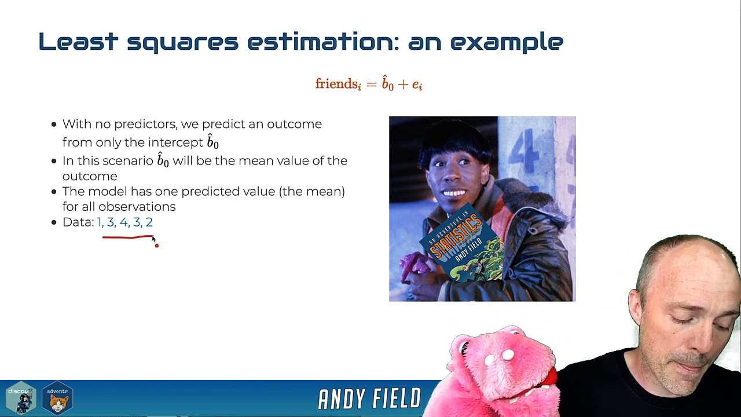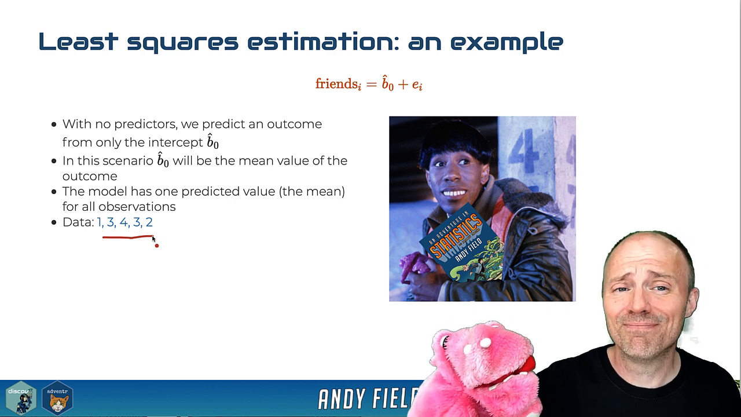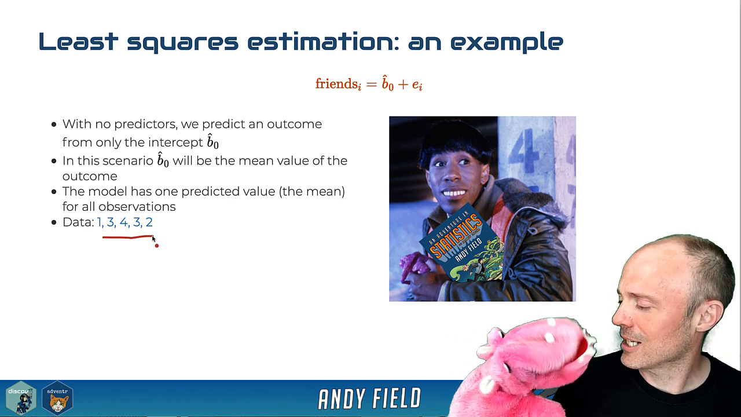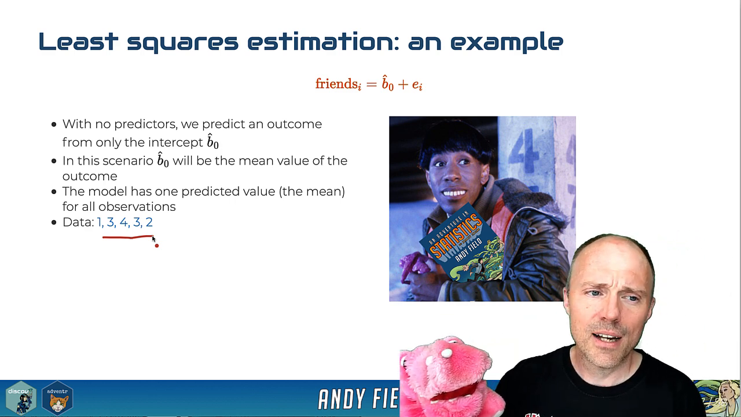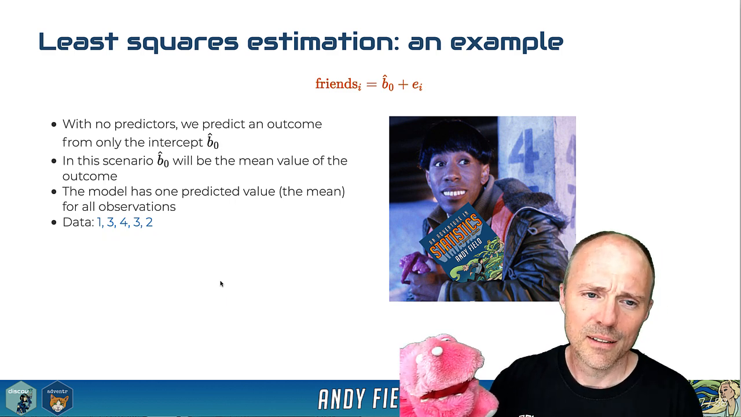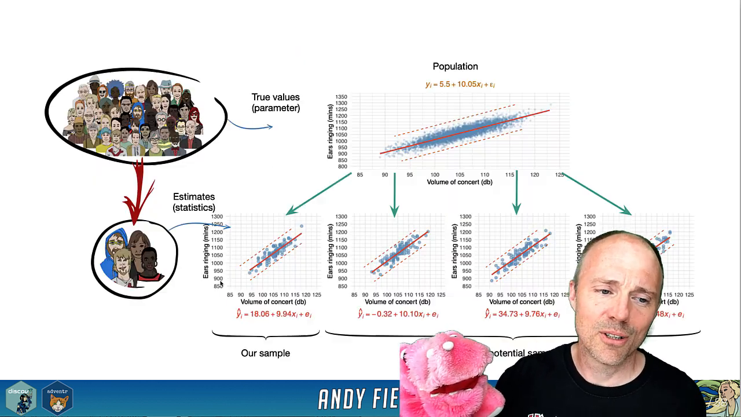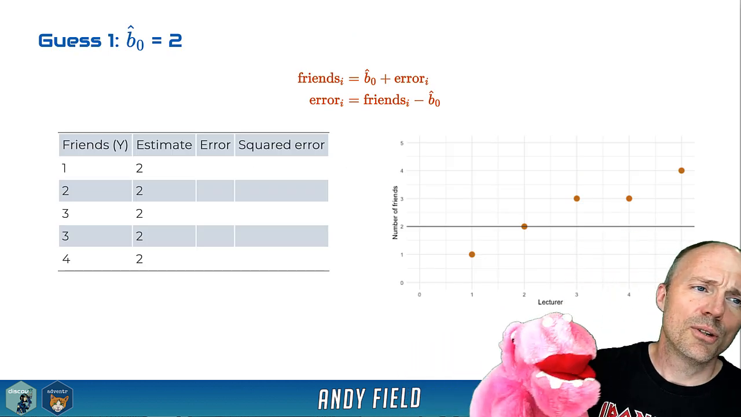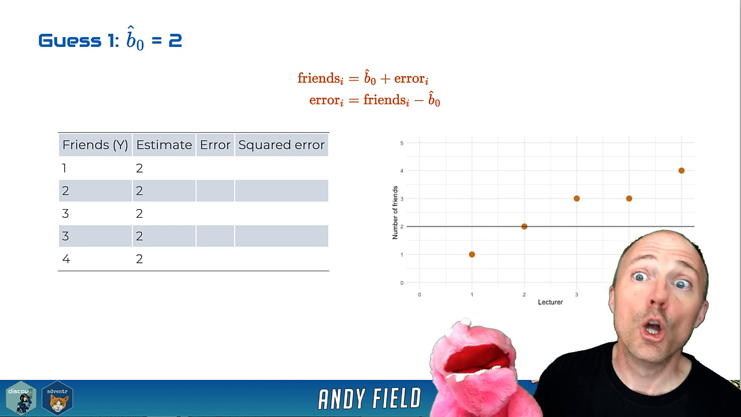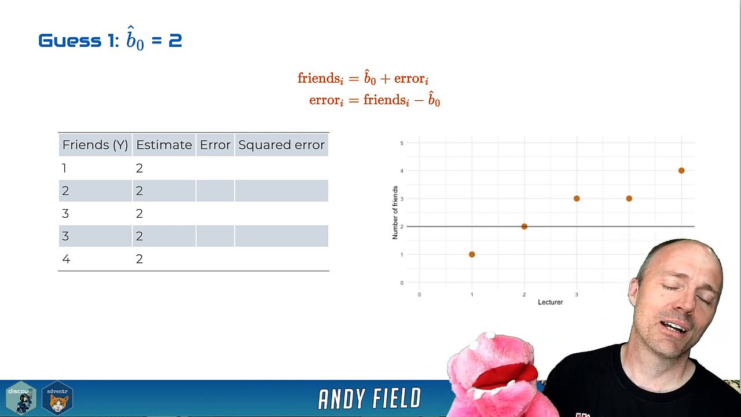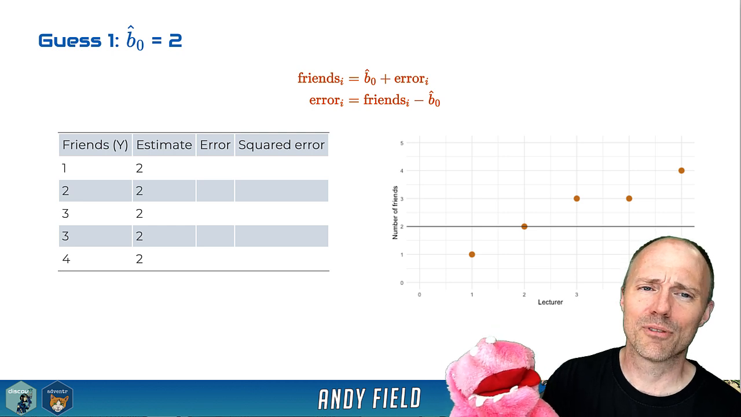But we needed to find out a mean, and we couldn't use maths. So what we could do is guess. Let's imagine we're trying to guess the best predicted value of the number of friends of statistics lecturers. Our first guess is going to be 2. We think on average 2 seems like a good amount of friends for a statistics lecturer to have.